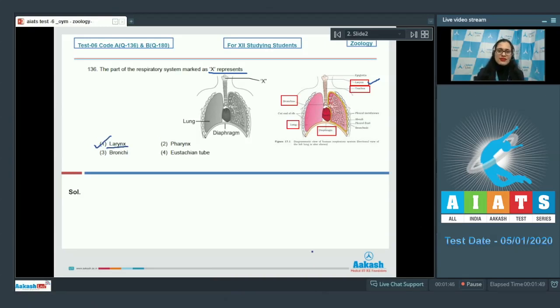Let's discuss the rest of the options. The next option given is option number 2, pharynx, and this cannot be a correct answer to our question because nasal chamber or nares opens into pharynx. The next option is bronchi, and this cannot be a correct answer as trachea divides at the fifth thoracic vertebrae into left and right primary bronchi. So this cannot be a correct answer. The last option is eustachian tube, and this cannot be a correct answer to our question. Eustachian tube equalizes pressure between middle ear and outer ear. So the correct answer to this question is option number 1. Let's move on to the next question.